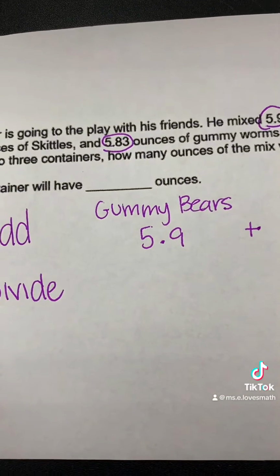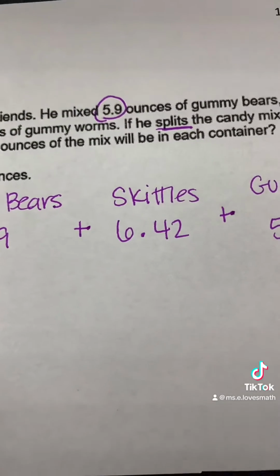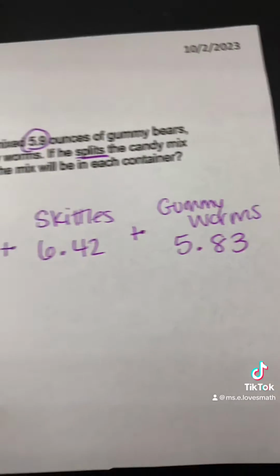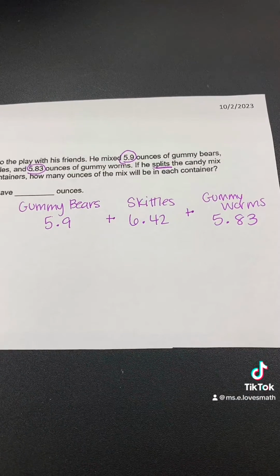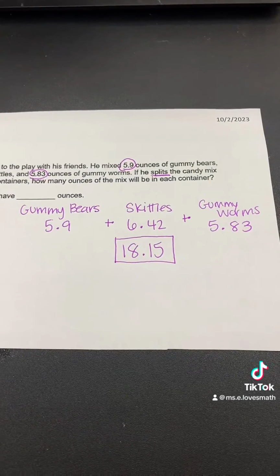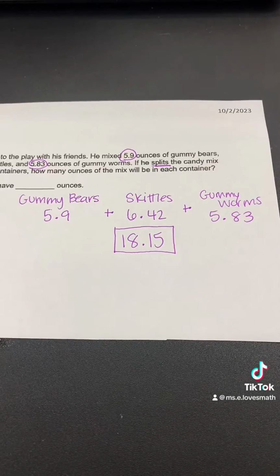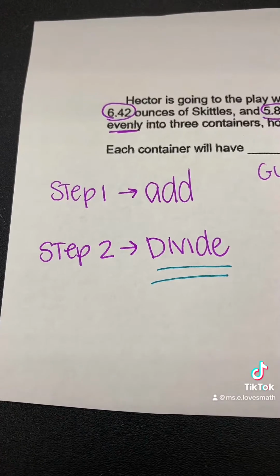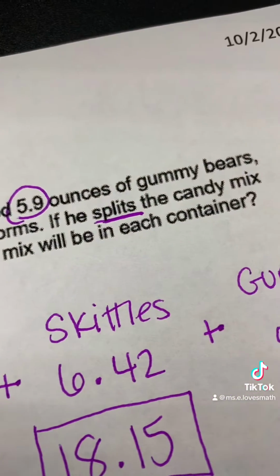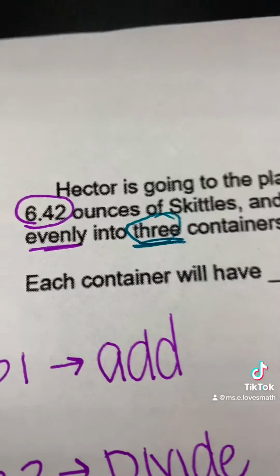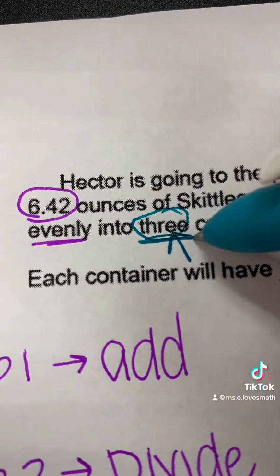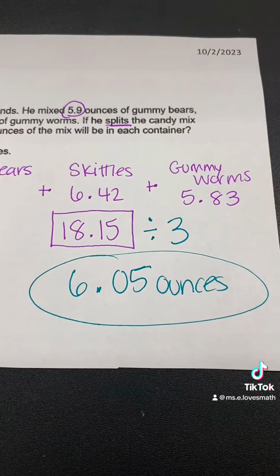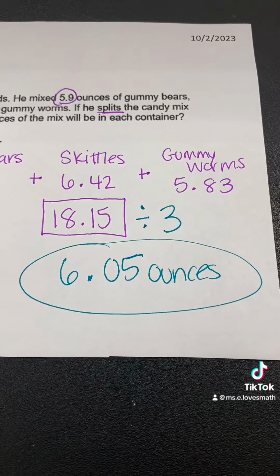We have 5.9 ounces of gummy bears, 6.42 ounces of Skittles, and 5.83 ounces of gummy worms. We are going to add all 3 of those numbers together. When you add all 3 of those numbers together, you get 18.15 ounces of candy mix. Step 2 is to divide. In the word problem, it says if he splits the candy mix evenly into 3 containers, that means we are dividing by 3. That means each container will have 6.05 ounces of candy mix.